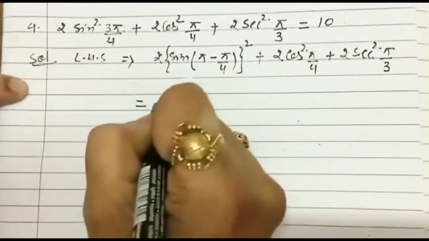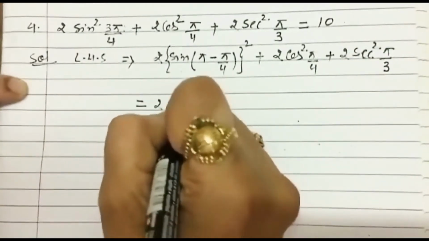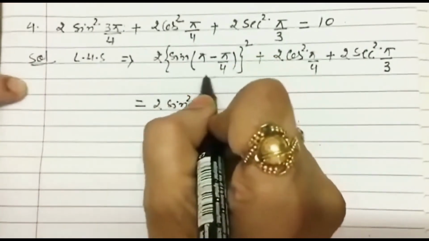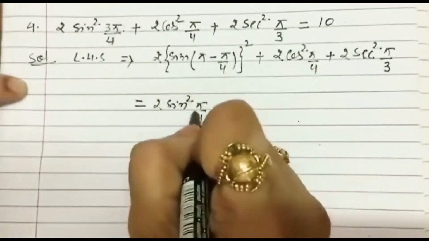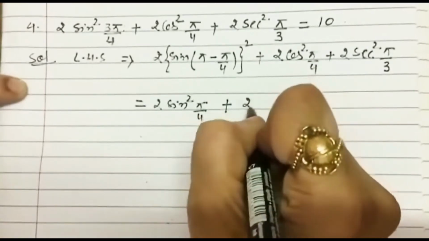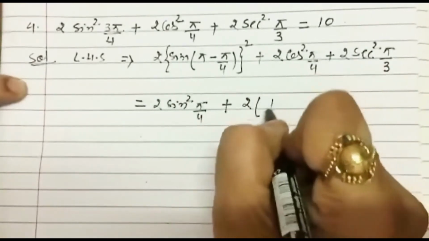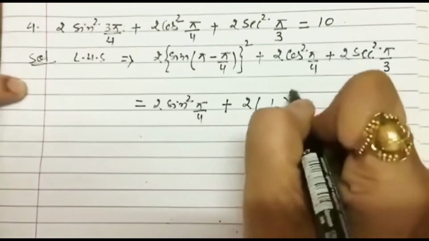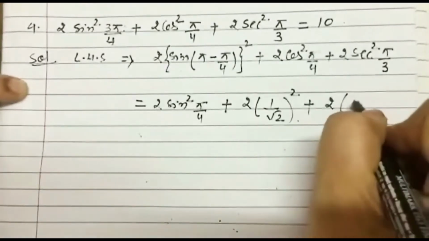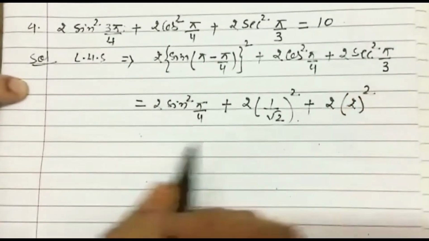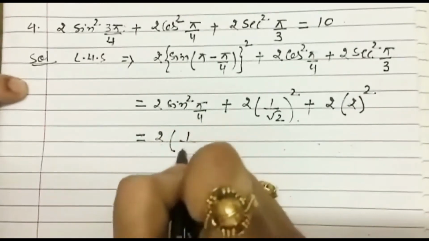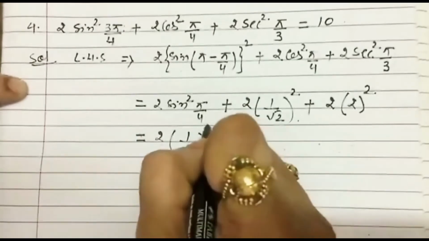Now it's 2 sin² π/4. Second quadrant, π − π/4, sin is positive. Here a square is given, that's why I am writing sin² π/4. And write the value of cos π/4, it is 1/√2. So here (1/√2) squared. And here 2. Sec π/3 value is 2, so write 2 squared. Now 2 sin π/4 is also 1/√2, (1/√2) squared.